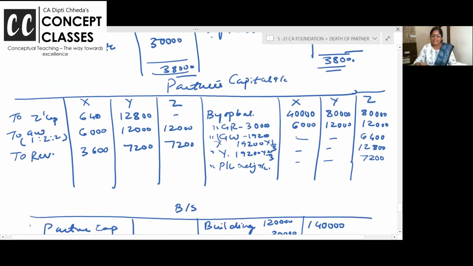First of all, Z's capital account. Z's capital account you should close and give it to his executor. All of you do the total. How much are you getting in Z's account? Pick up your calculator. Credit side 80,000, 12,000, 6,400, 12,800, 7,200.